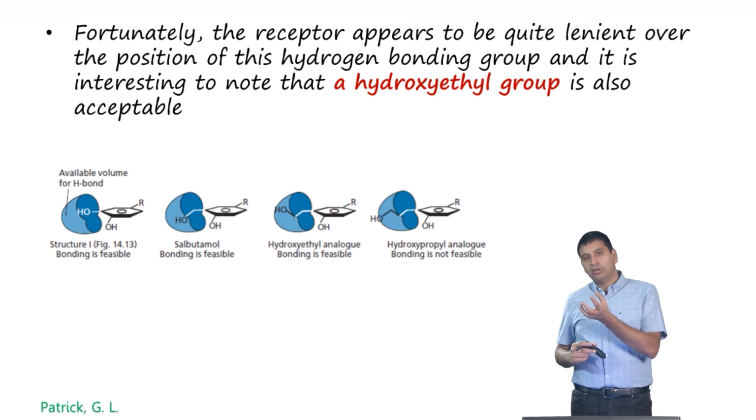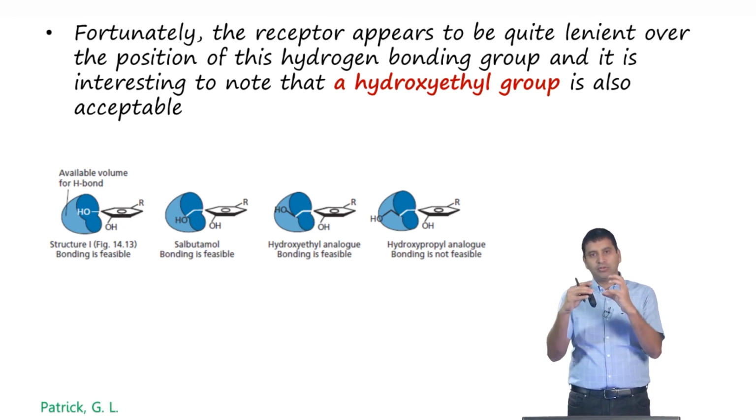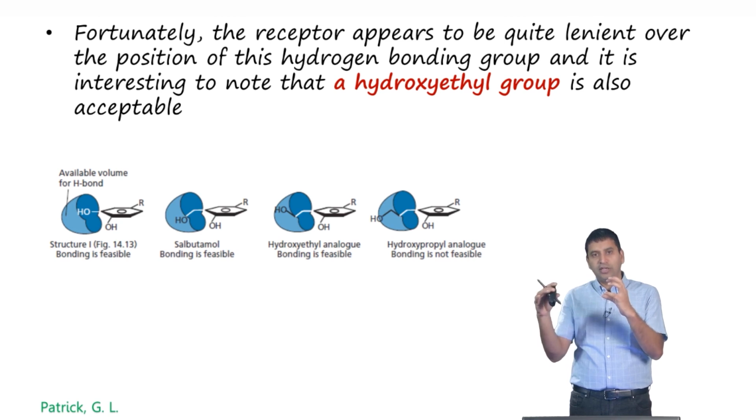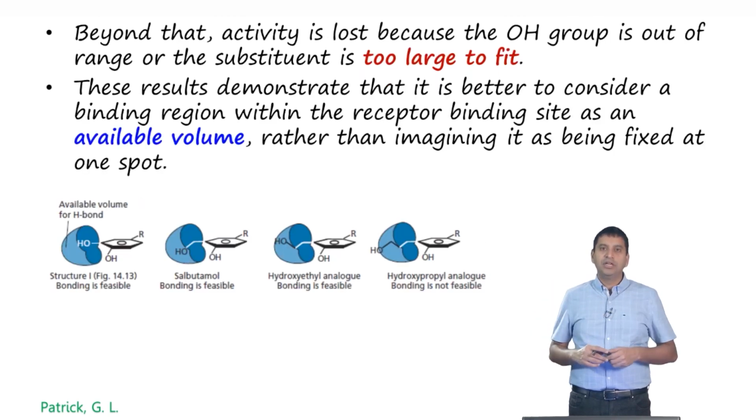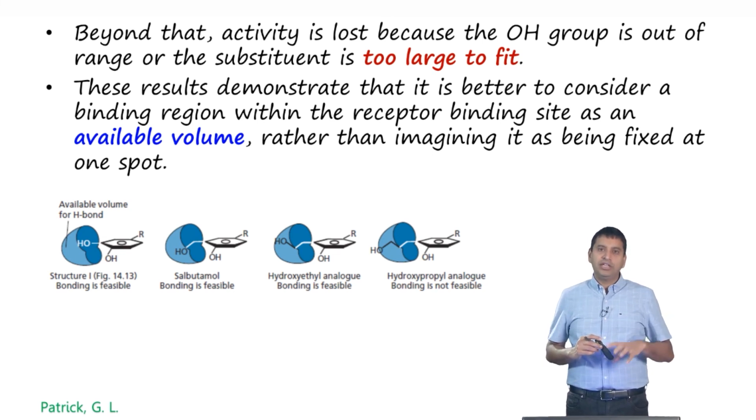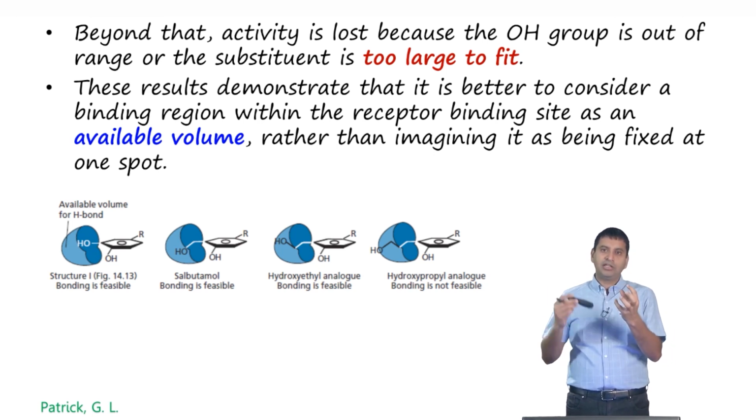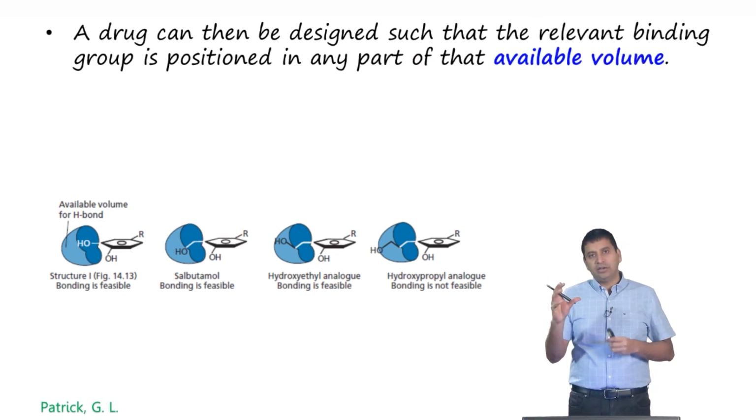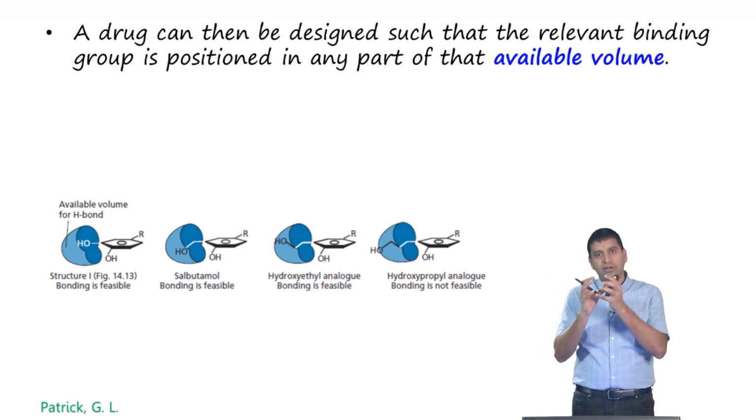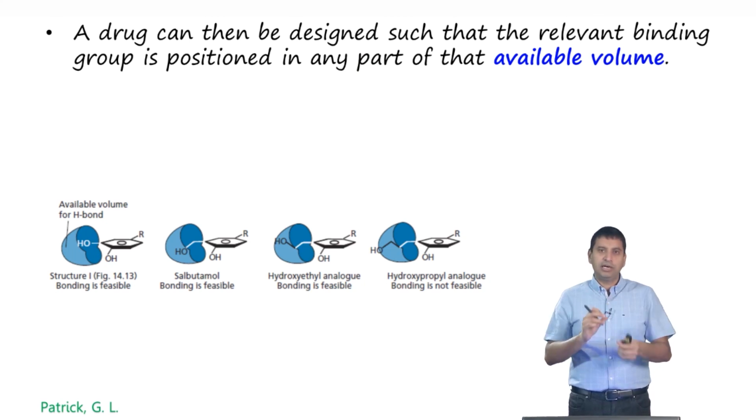But when you go to the hydroxypropyl compound, because this hydrogen bonding volume is quite restricted, it gets out of it and the bonding is not feasible. Beyond this the activity is lost because the OH group is out of range, it is too large to fit. These results demonstrate that it is better to consider a binding region within the receptor as an available volume rather than imagining it to be one fixed spot. A drug can then be designed to access this available volume rather than the binding site.